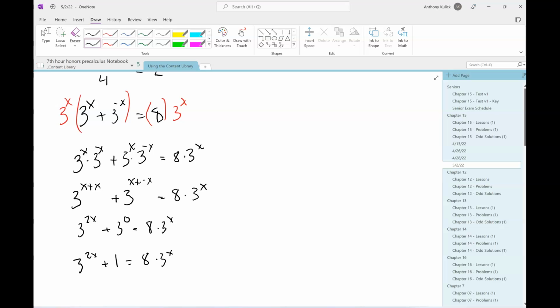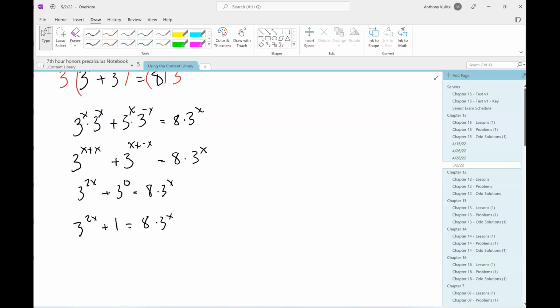All right. So what should we do next? We still got those x's in 2 different places, right? Well, my recommendation to you would be to move everything onto the same side. And this should remind you of something. What does this equation kind of look like?